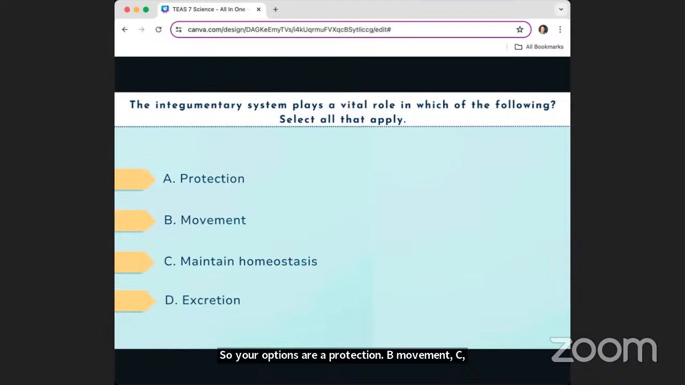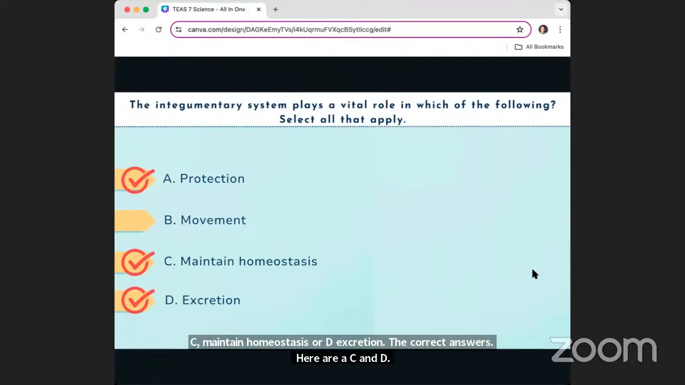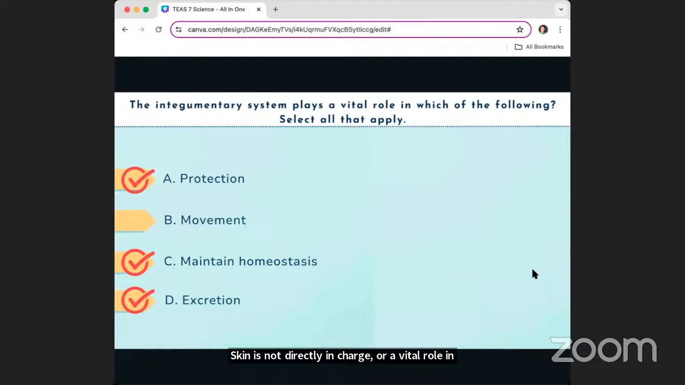The correct answers here are A, C, and D. Skin is not directly in charge or a vital role in movement. That's going to be the job of your skeletal muscular systems working in tandem together. So we just discussed how your skin is that first line of defense. It's a protection for you. It helps to maintain homeostasis by sensing things around you and triggering your body to properly respond. And finally, it will excrete water, salts, sweat. So A, C, and D are your correct choices.